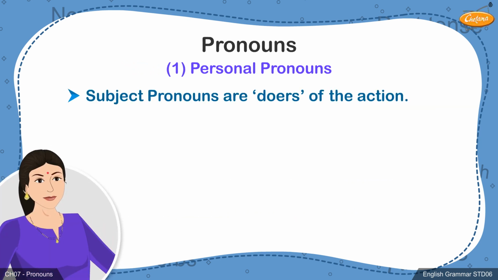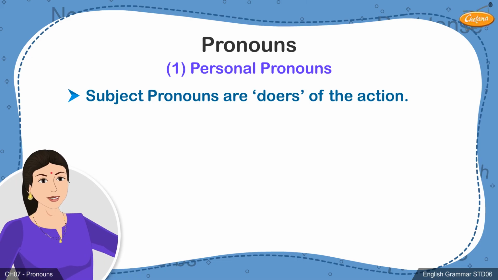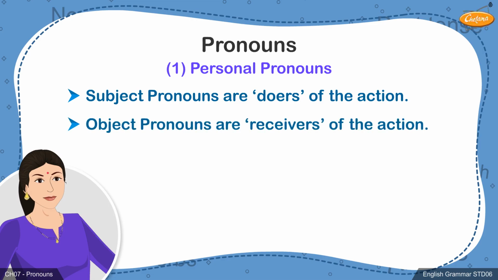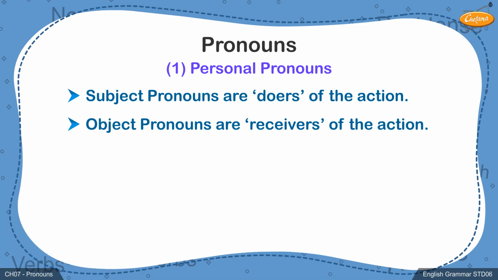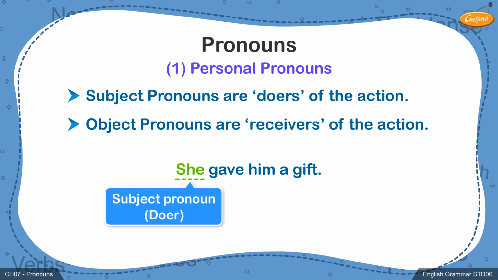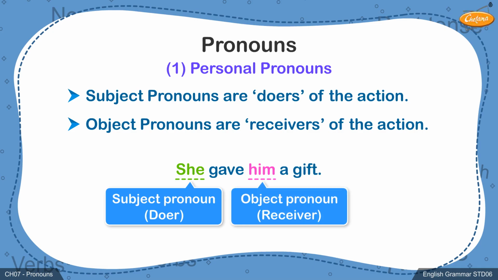Students, subject pronouns are doers of the action. This means such pronouns will appear at the start of the sentence. Object pronouns, on the other hand, are receivers of the action. For example, in the sentence, she gave him a gift. She is the subject pronoun, doer, and him is the object pronoun, receiver.